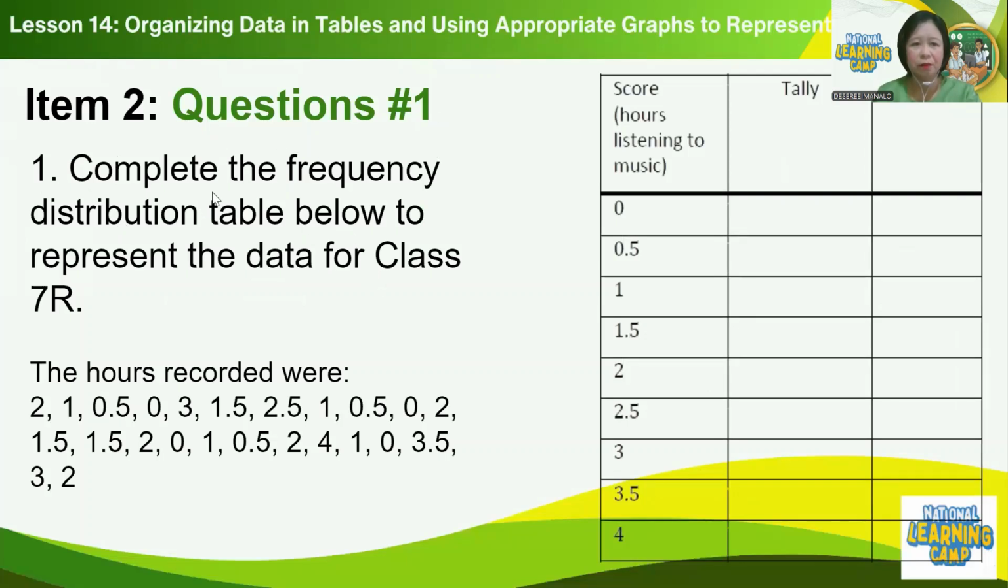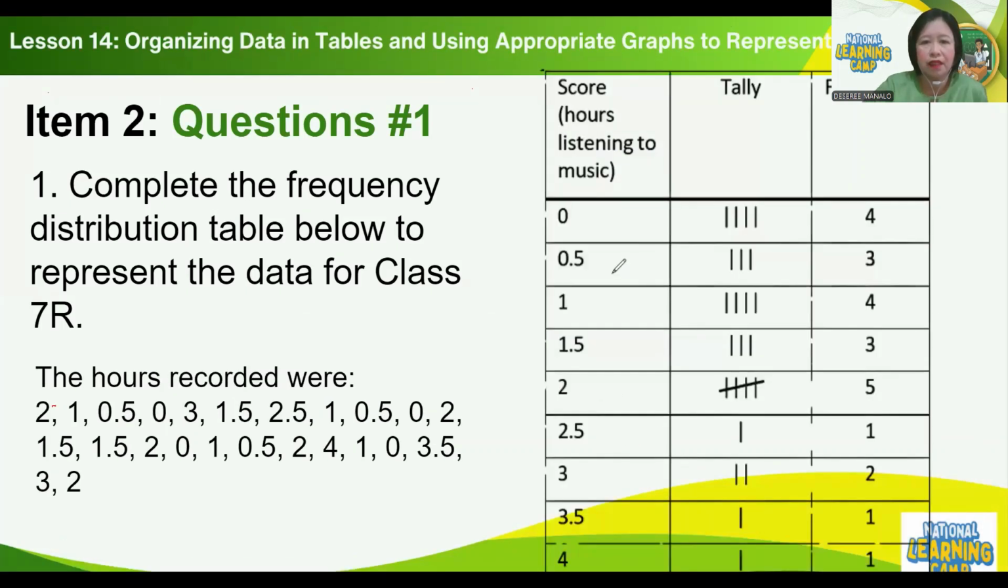Question 1. Complete the frequency distribution table below to represent the data for class 7R. The hours recorded were data for the number of hours. So here is the table. What you will do is tally or count the number of hours by means of tallying all the data and then get the frequency. So let's check the table.